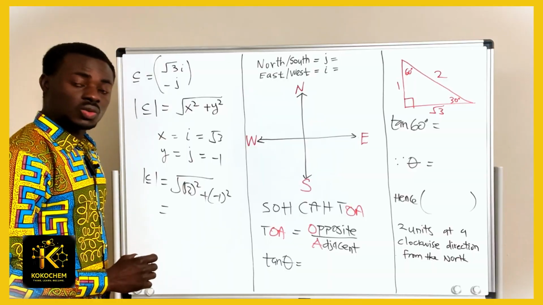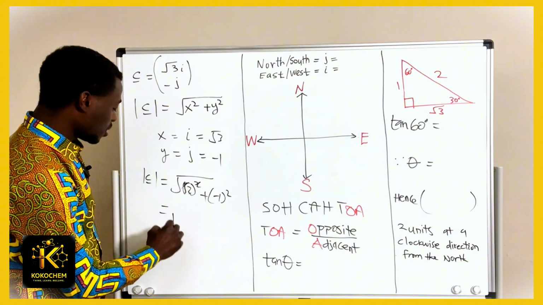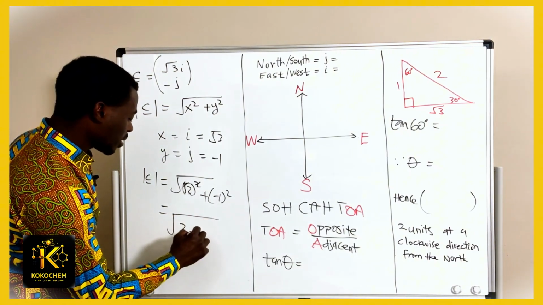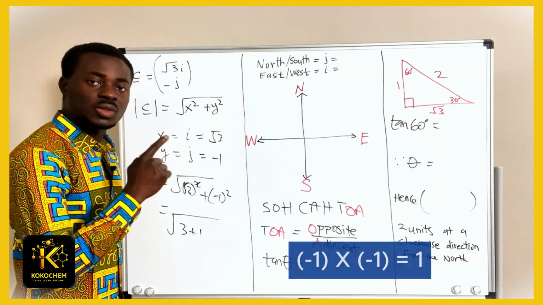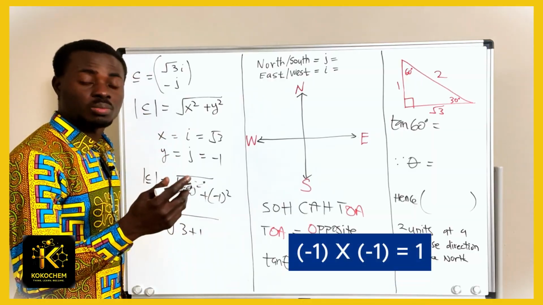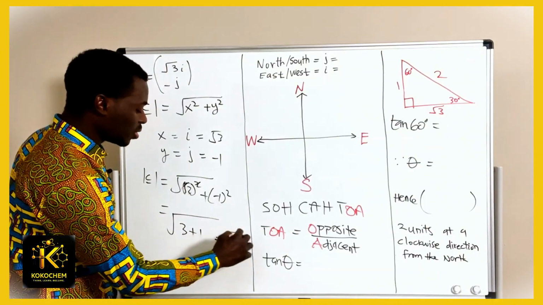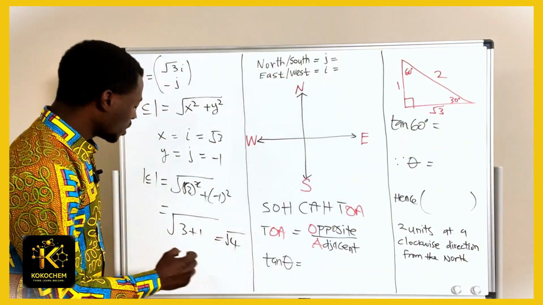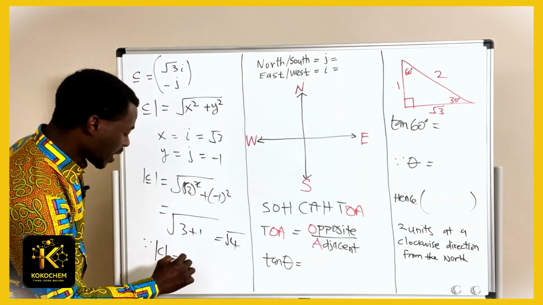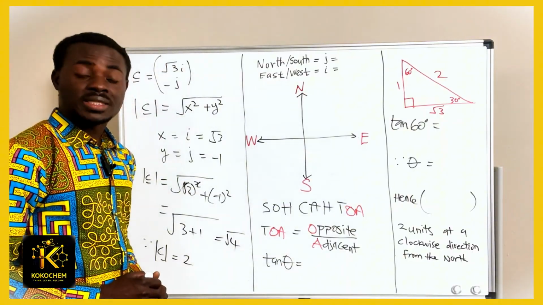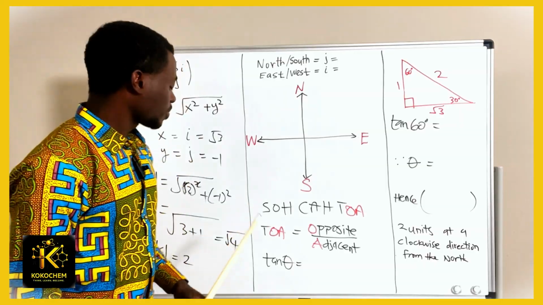Root 3 squared is 3, so we have the square root of 3 plus minus 1 squared. Minus 1 times minus 1 is equal to positive 1. 3 plus 1 is 4, and the square root of 4 is 2. Therefore the magnitude of c is 2.